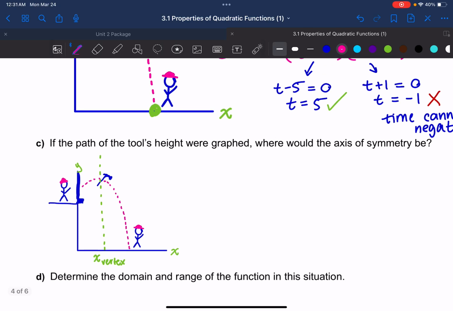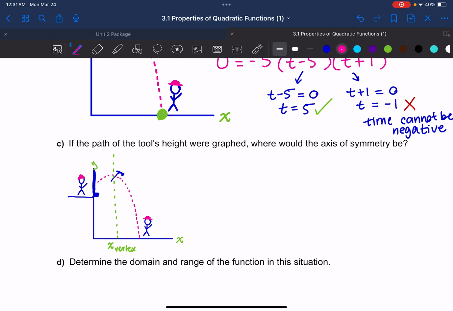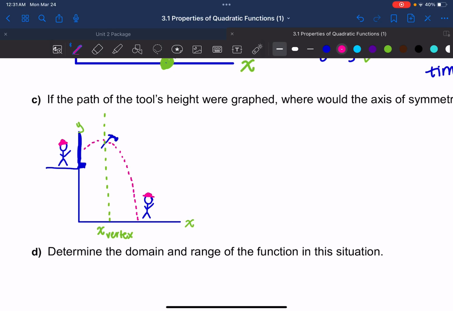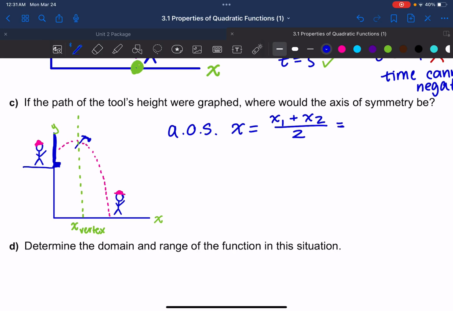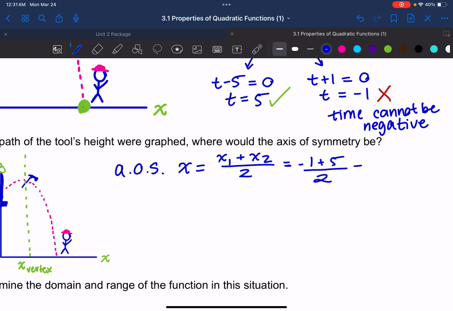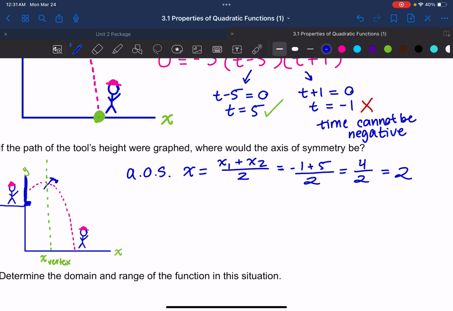The axis of symmetry is going to be right in between. So if we've got our two x-intercepts, I can determine exactly what that is going to be if I add them together and divide by 2. So I don't know if you remember this AOS equation, but you can find it if you add your two x-intercepts and divide by 2, which in this case is going to be -1 and 5, which should give me 4/2, which is just 2. So this whole statement just means the maximum height of this tool will occur after 2 seconds.